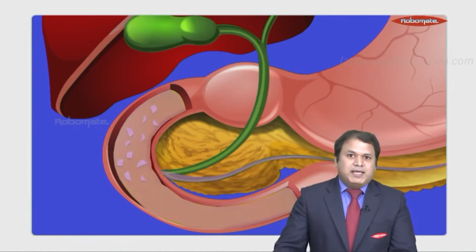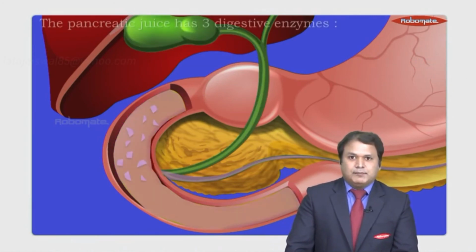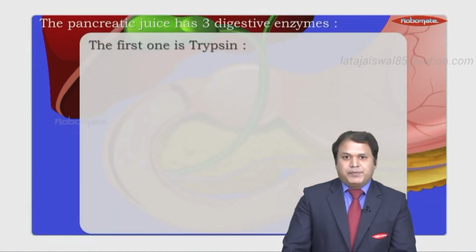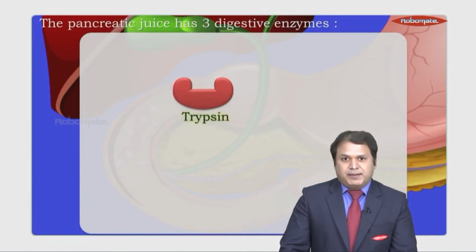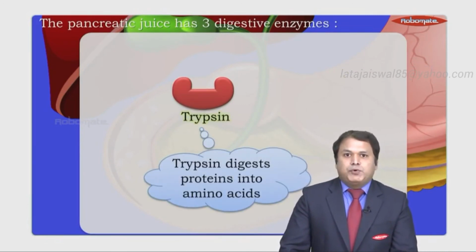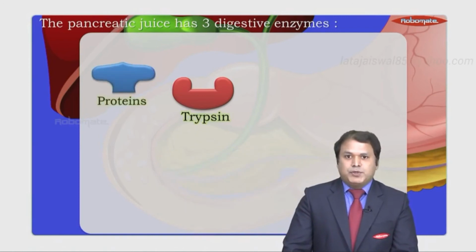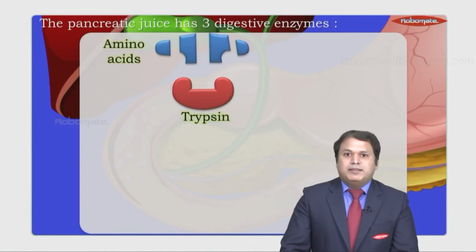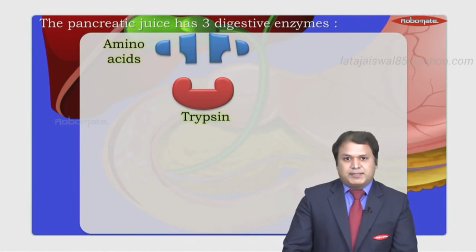Now let us see the next step of digestion. The pancreatic juice has 3 digestive enzymes. The first one is trypsin. Trypsin digests proteins into amino acids. So you can see proteins, when they come in contact with trypsin, are digested into amino acids.